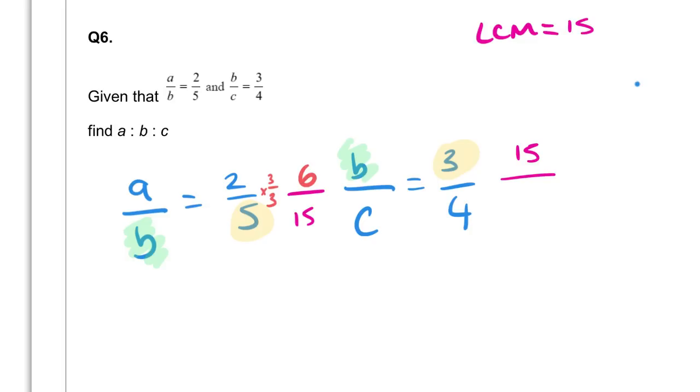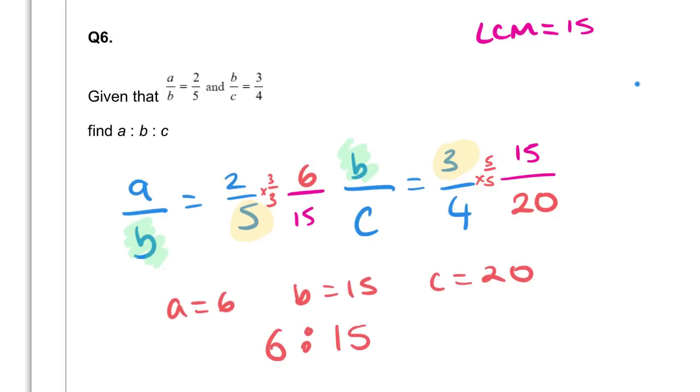So I want 15 as my denominator here, and 15 is my numerator here. What if I multiplied my fraction by to get 15? I've multiplied it by 3 over 3. So I'm going to have 6 over 15. And for this fraction, I've multiplied it by 5 over 5. So I'm going to have 20. So that means my A is 6, my B is 15, and my C is 20. So my ratio is 6, 15, 20.